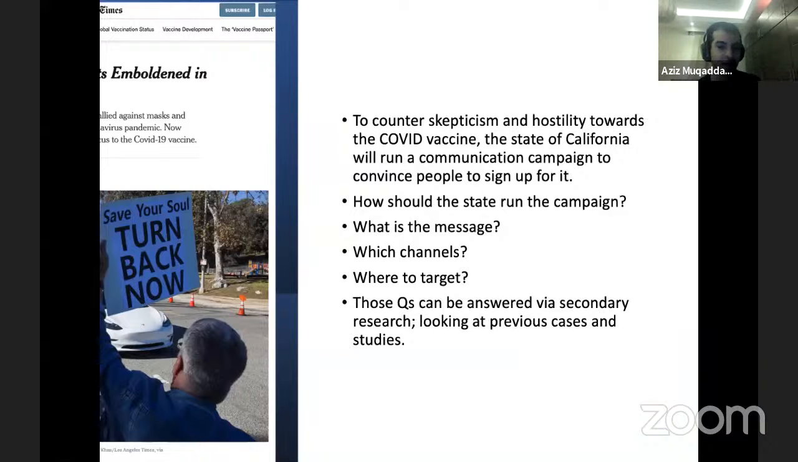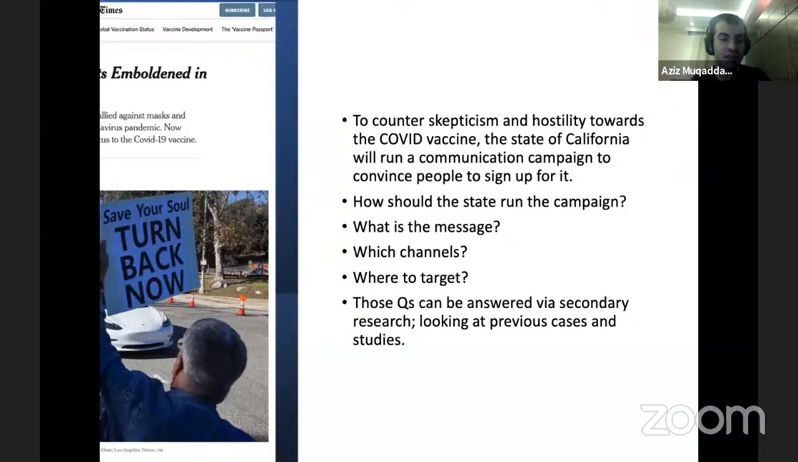And finding answers to them is not easy, but it can be done by relying on secondary research. So in other words, you look into other public health campaigns that addressed a similar problem. The anti-vaxxers have been around for a while, and there were other campaigns for other diseases or viruses that countered that message around the globe, right? So there are campaigns done in different states of the United States and in different countries.